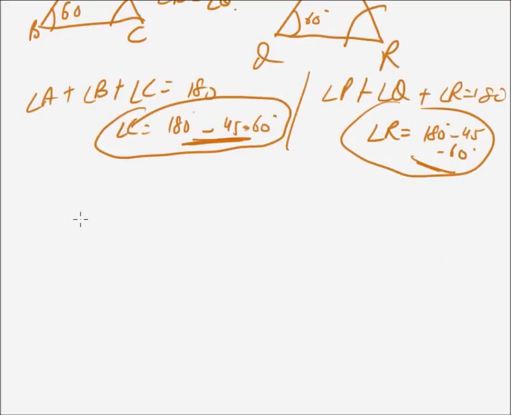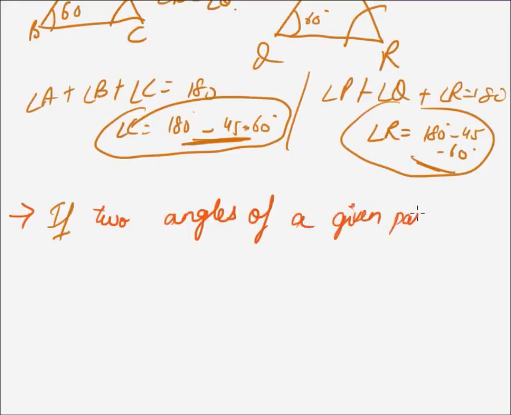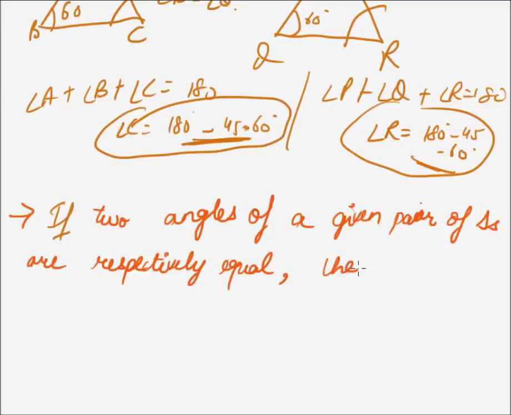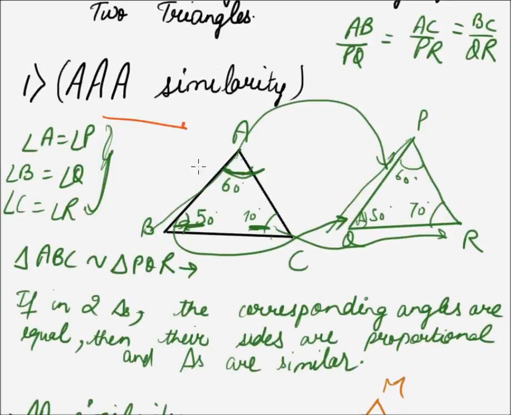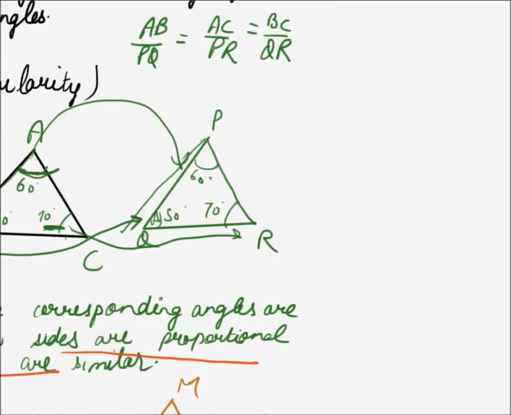So the subpart says if two angles of a given pair of triangles are respectively equal, then the triangles are similar. And if the triangles are similar, their corresponding sides, their ratio will also be similar. So this was the first criteria, the AAA criteria, which will show the similarity of triangles and the proportionality of the corresponding sides of triangles of the given pair.